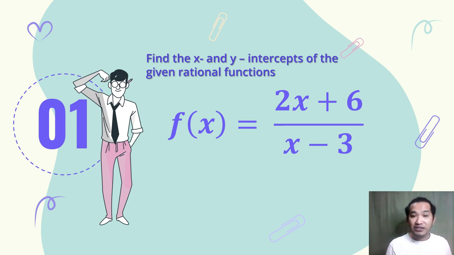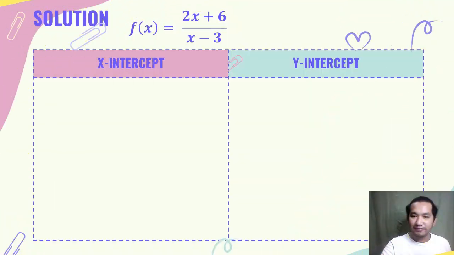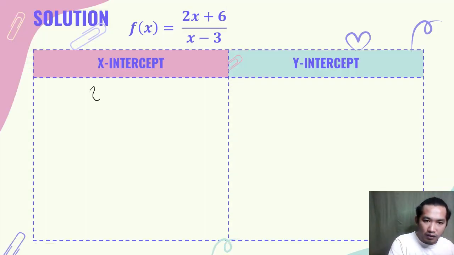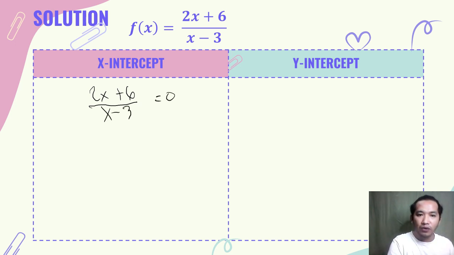Let's have our first example. Find the x and y-intercepts of the given rational function f of x equals 2x plus 6 all over x minus 3. Let's solve. Let's find first the x-intercept. For us to get the value of our x-intercept, we will equate the function to 0. That is, 2x plus 6 all over x minus 3 is equal to 0.